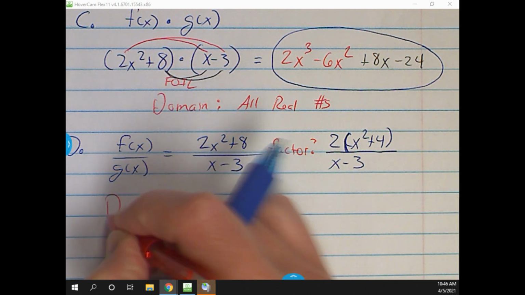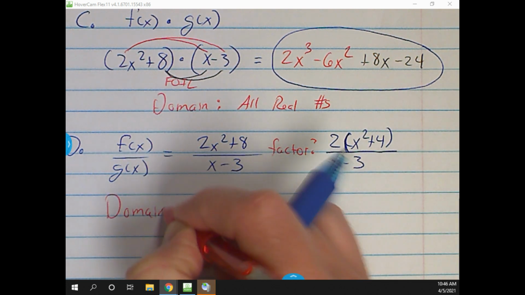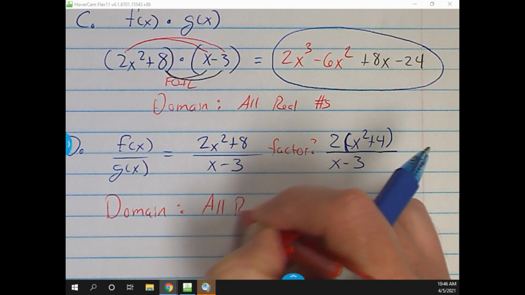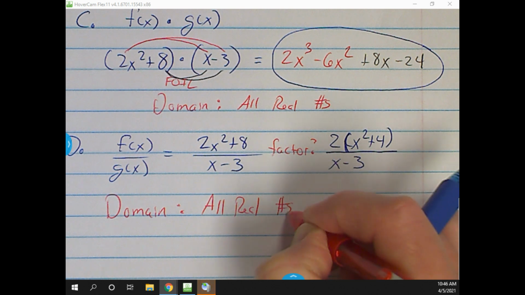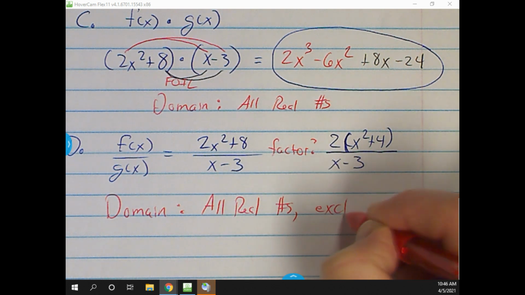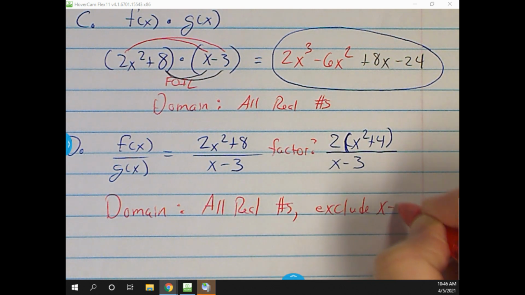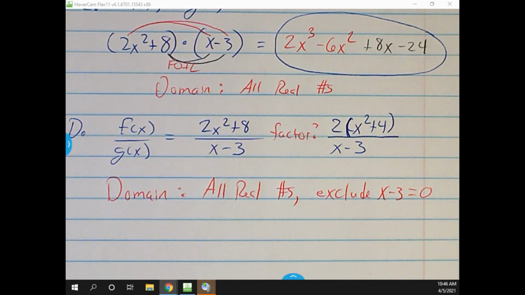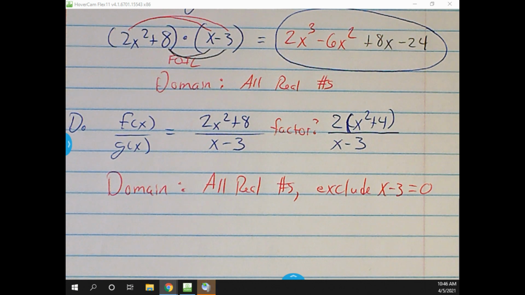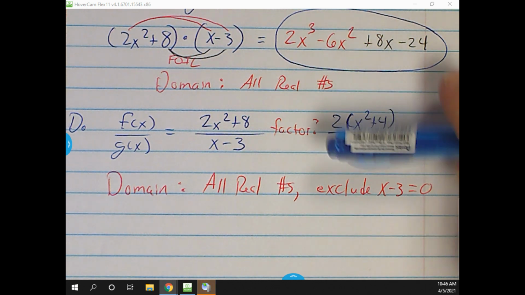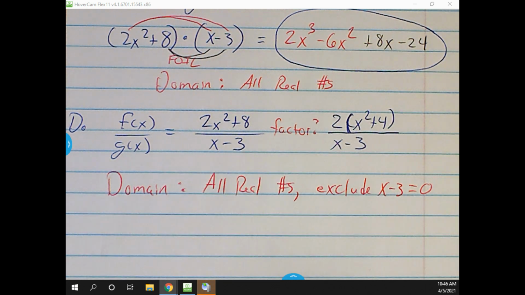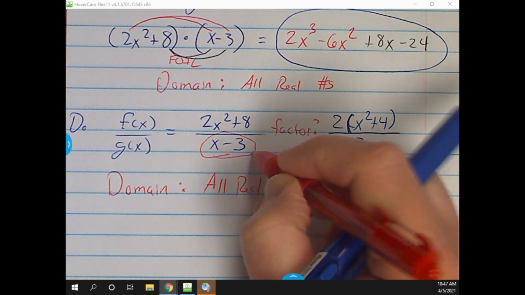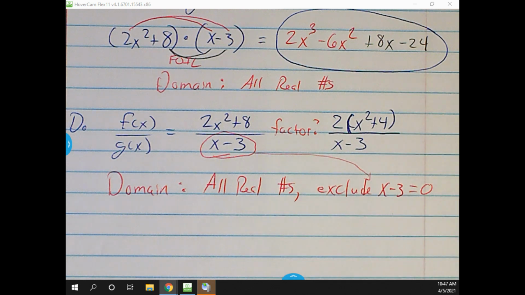Domain, though, that's where you actually have to do some work on this one. So it's all real numbers. But in this case, you've got to exclude x minus 3 equal to 0. Now, the one thing is, when you're checking the domain, even if this part would have canceled back here, you always go back to the original part to check your denominator. So whatever the original denominator is, that's the part that you've got to exclude when you go into this thing.